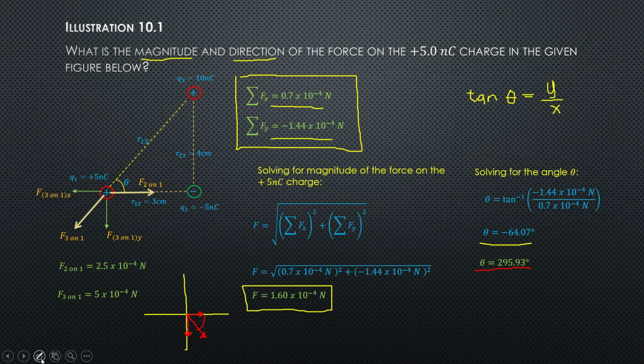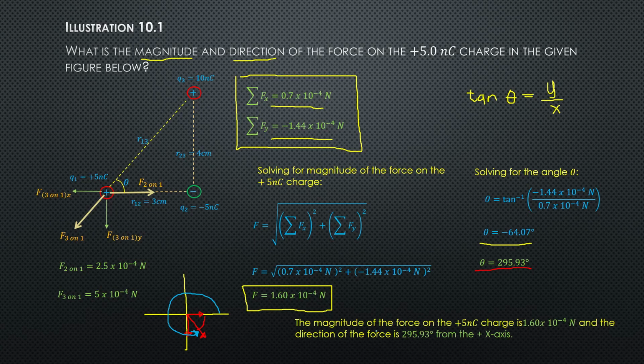So when it comes to angle, a reminder, this will be the angle to be considered. I have added 360 degrees to this value to get 295.93 degrees. Therefore, the magnitude of the force on the 5 nanocoulomb charge is 1.6 times 10 negative 4 newtons, and the direction of the force is 295.93 degrees from the positive x-axis.